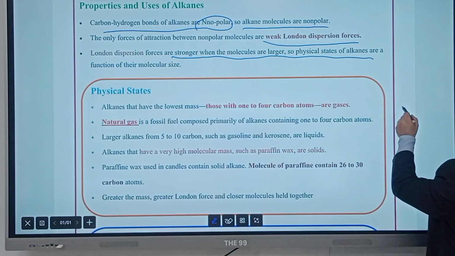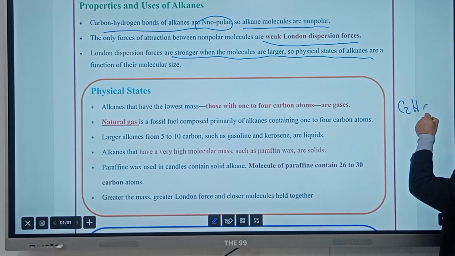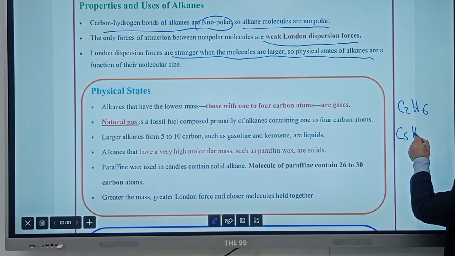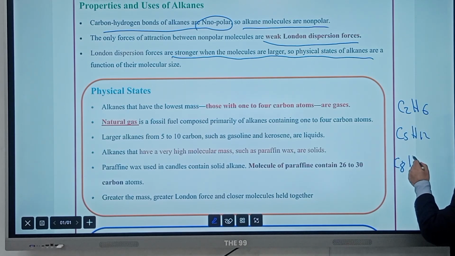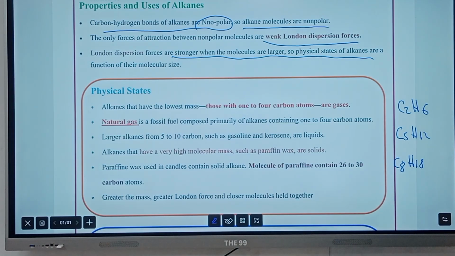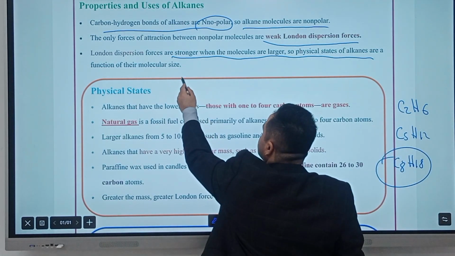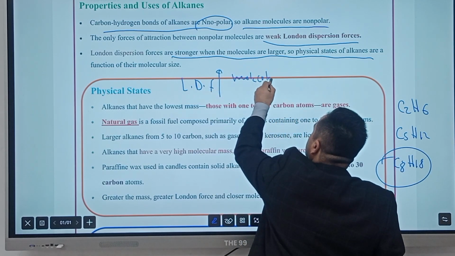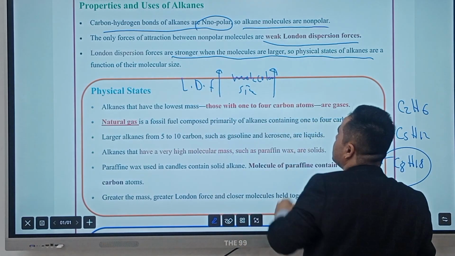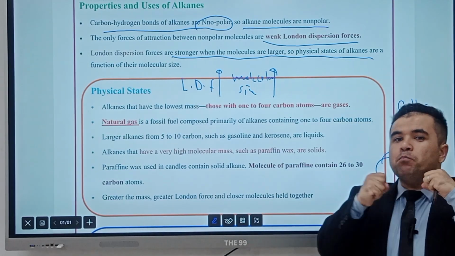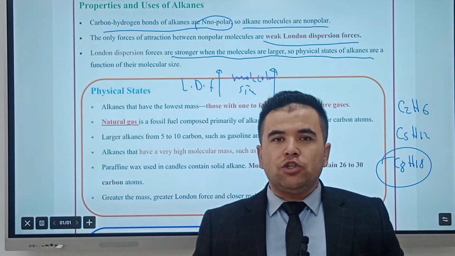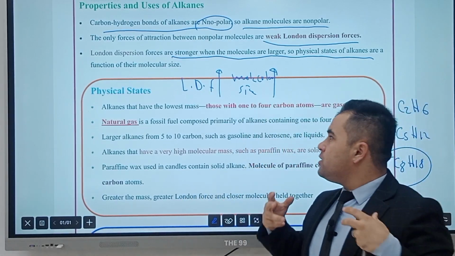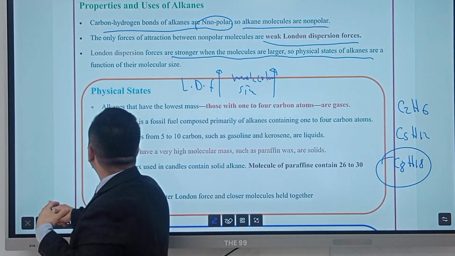So guys, if there will be such a question, C2H6, C5H12, C8H18, which one has more London dispersion force? The one that has more molecular size. So the London dispersion force increases as the molecular size increases. Why? Because as there will be more hydrocarbon, there will be more attraction between them. More attraction means more London dispersion force between them, guys.